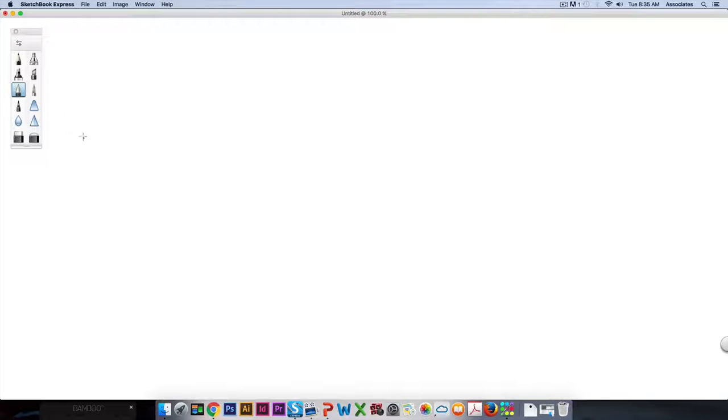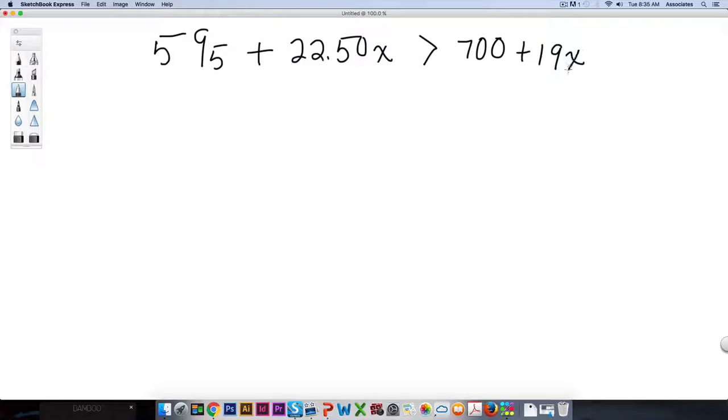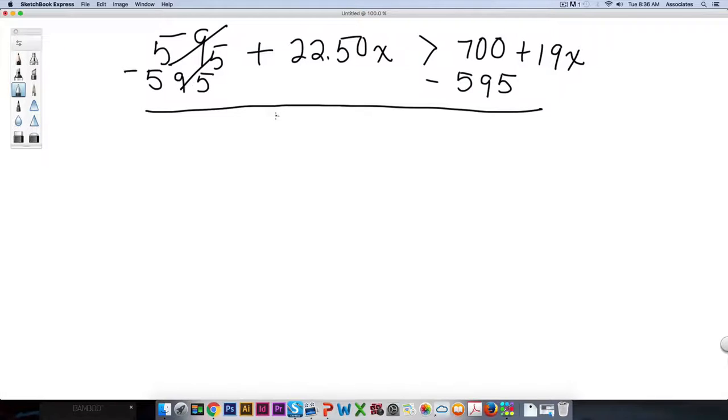All right, we've got the equation that says 595 plus 22.50x. When is that greater than 700 plus 19x? So I want to get all the variables on one side, all the numbers on the other. So I think the first thing I'm going to do is move the 595. I happen to personally like my variables on the left-hand side and my numbers on the right-hand side. That's totally up to you. So these cancel. I get 22.50x, I remember my variable this time, equals 105 plus 19x.